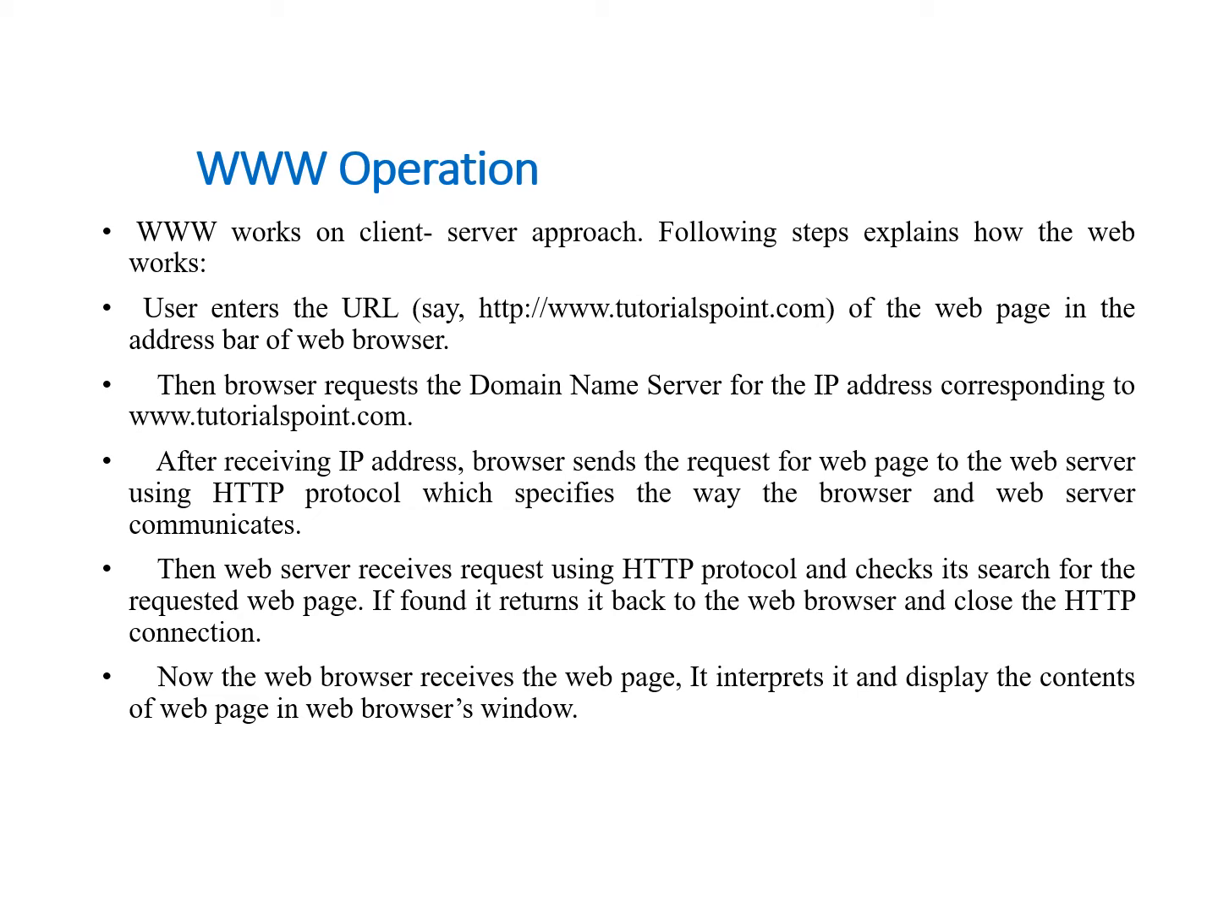So the first step is the user has to enter the address. The browser requests the domain name server for the IP address corresponding to that particular URL. So if the URL is tutorialpoints.com, the browser requests the domain name server for the corresponding IP address of tutorialpoints.com. After receiving the IP address, the browser sends the request for the web page to the web server using HTTP protocol, which specifies the way the browser and web server communicate.